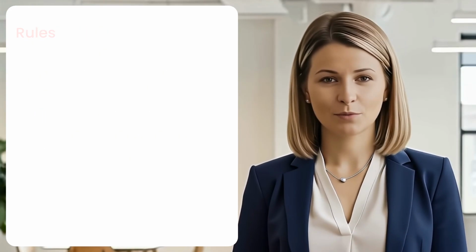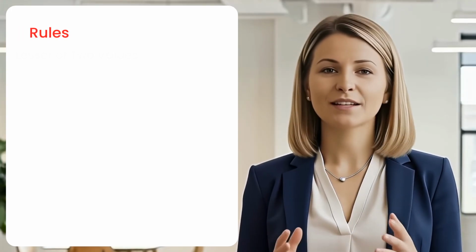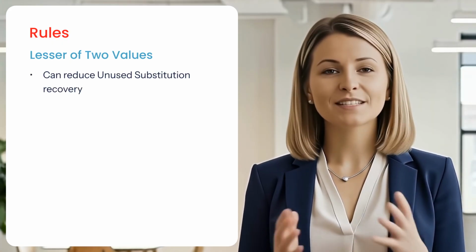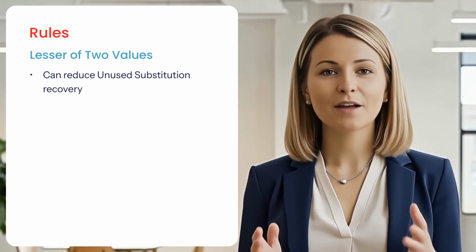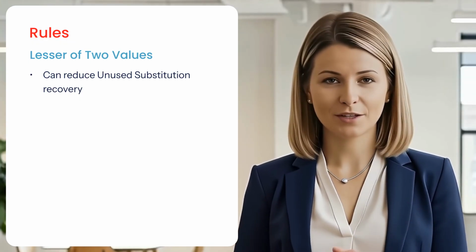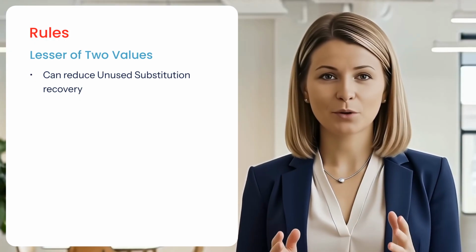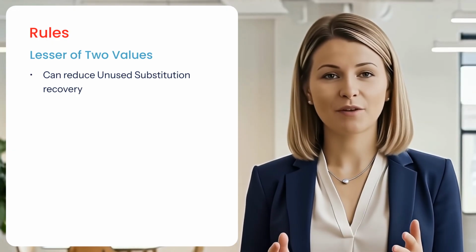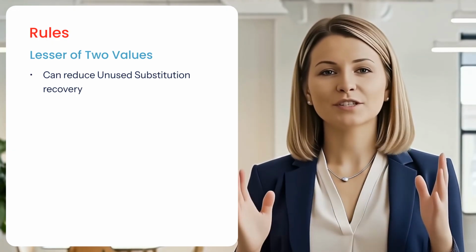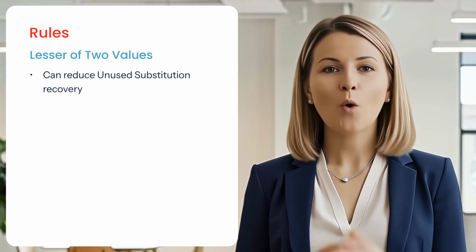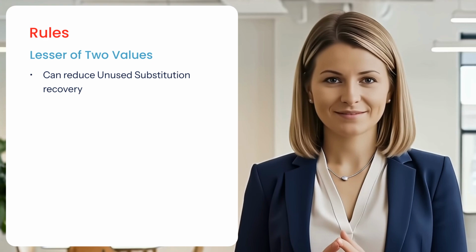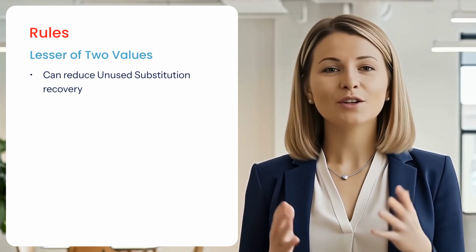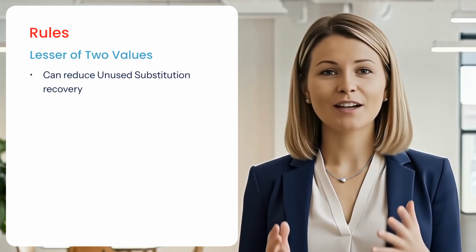Now let's cover a common rule. It's called lesser of two values, which applies to unused substitution. When substituting merchandise, you can only claim drawback on the lesser of the import or export value. For example, if you import a duty-paid item valued at $100 and match this to an export valued at $50, you would only receive drawback on the $50 value, or half of the duty you paid. It's important to substitute similar value exports. Otherwise, you can leave significant recovery opportunity on the table.